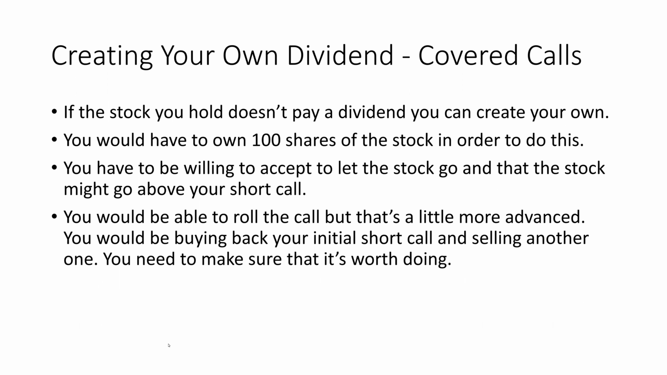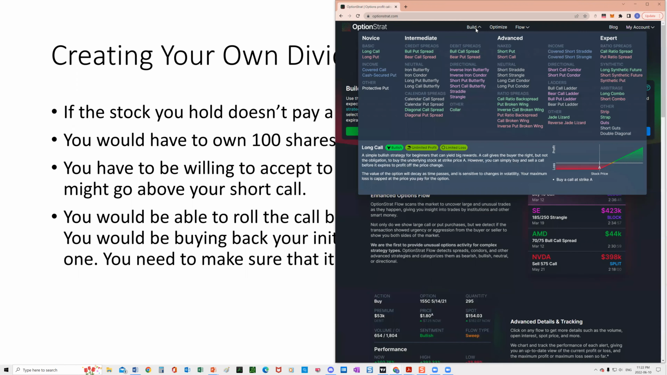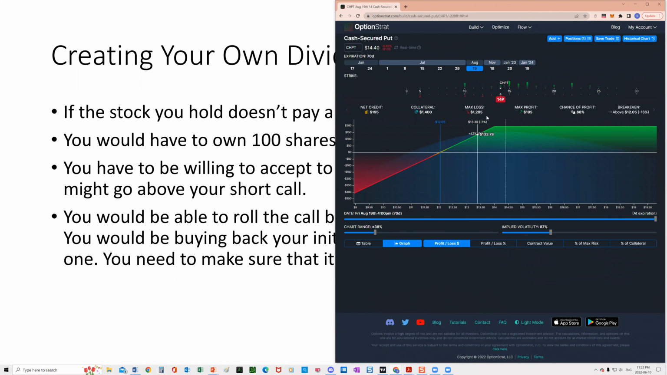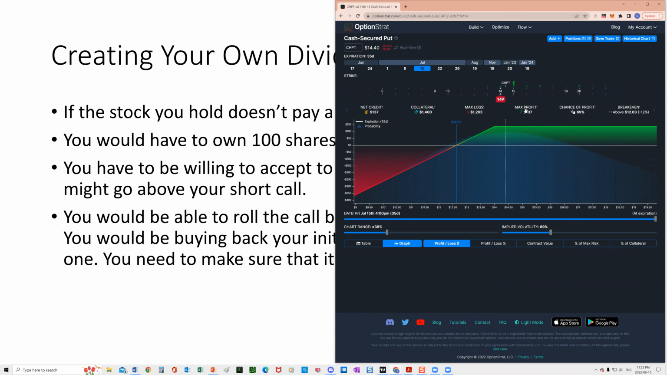So that was selling puts. And again, how you would do that, you go to OptionStrat, you build your strategy, and this would be a cash secured put, right? So if you wanted to do it on, say, ChargePoint, going out to July, it's trading at 14.40 right now. You can sell the 14 put if you wanted to buy ChargePoint at $14.